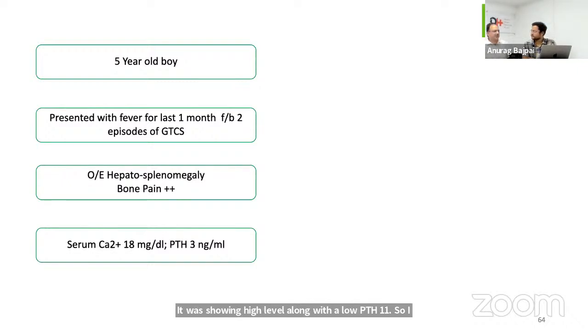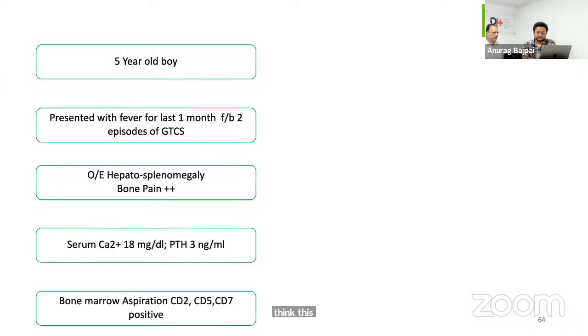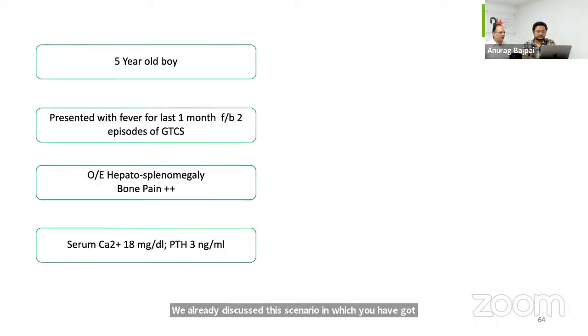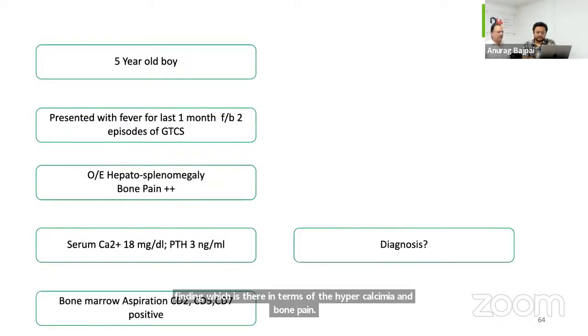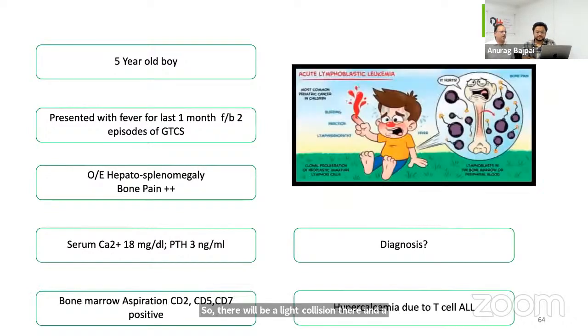We have already discussed this scenario in which you have hepatosplenomegaly and you have a significant finding in terms of the hypercalcemia and bone pain. So there will be a lytic lesion there, and a malignancy will be a strong possibility in that setting.